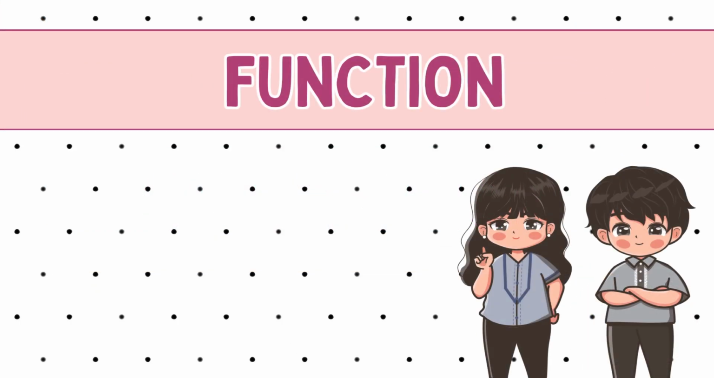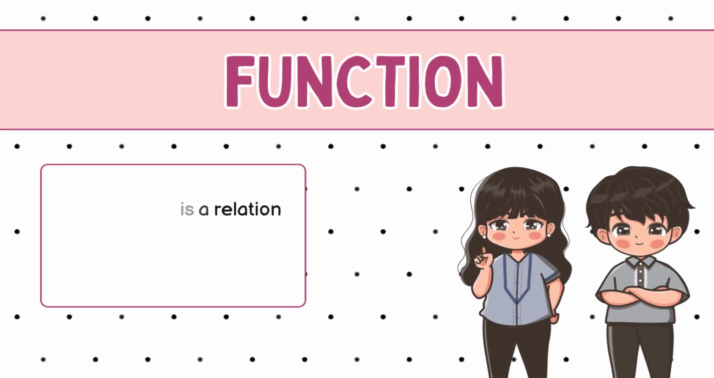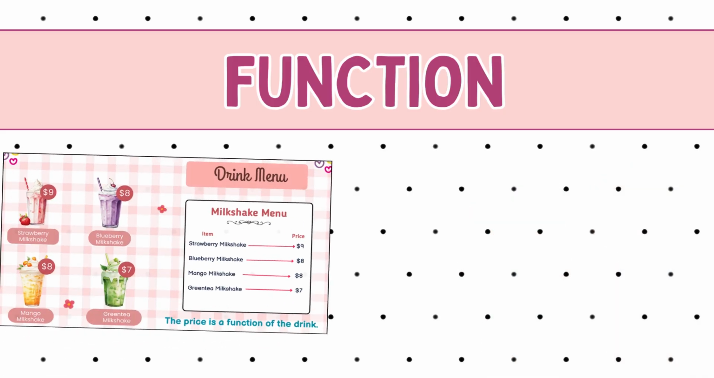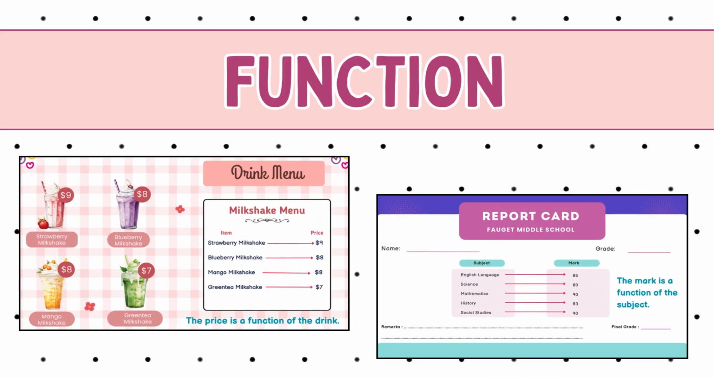Wow, we covered a lot today. To sum it up, a function is a relation where each input has exactly one output. From milkshakes to report cards to ordered pairs, this rule holds.